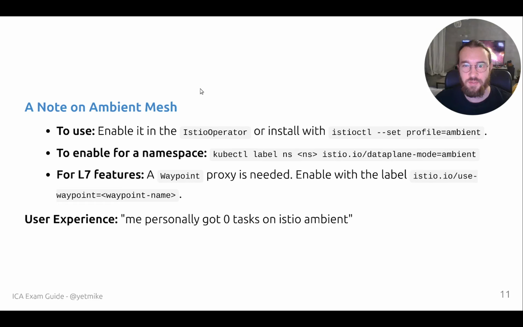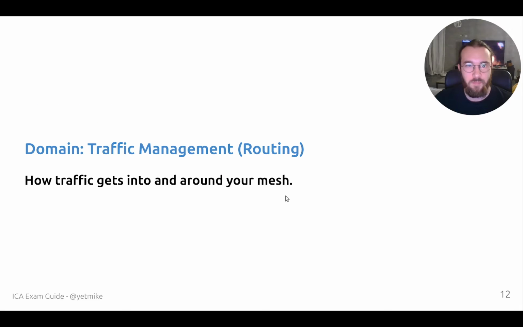On the ambient mesh, I didn't get any questions related to it, even though it was in the exam curriculum. If we want to install it, we need to use istioctl with the profile set to ambient. For the L4 capabilities, we need to label the namespace with the dataplane mode set to ambient. For the L7 features, we need to use the following label: istio.io/use-waypoint and the waypoint name. Usually that's waypoint.